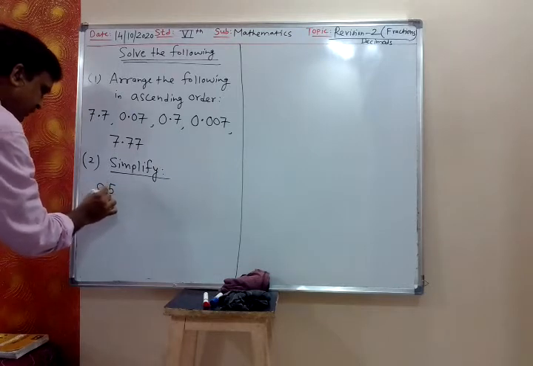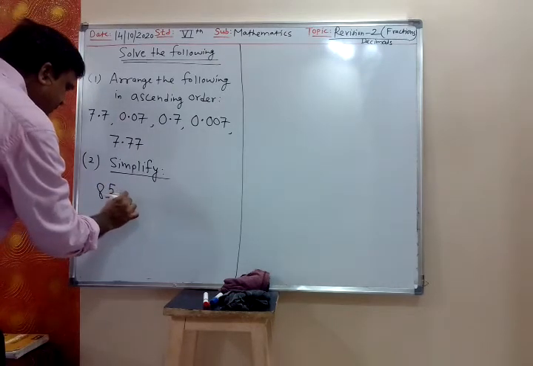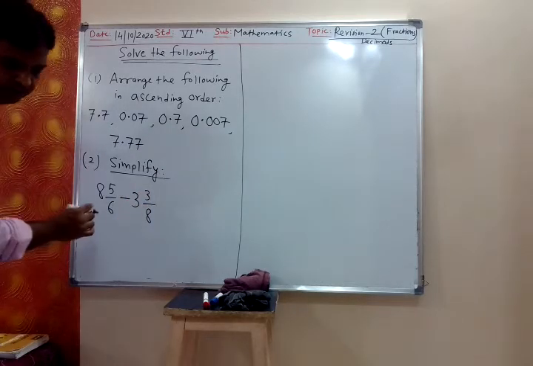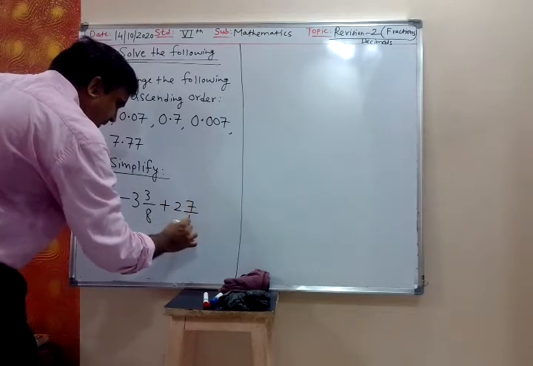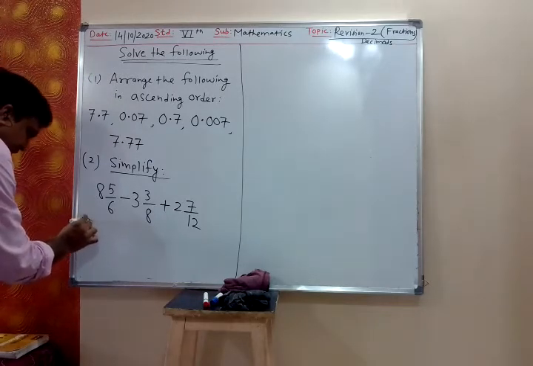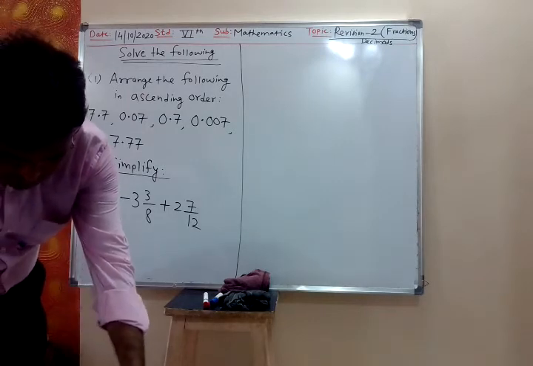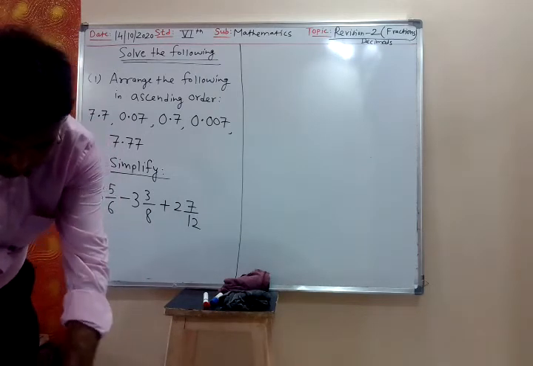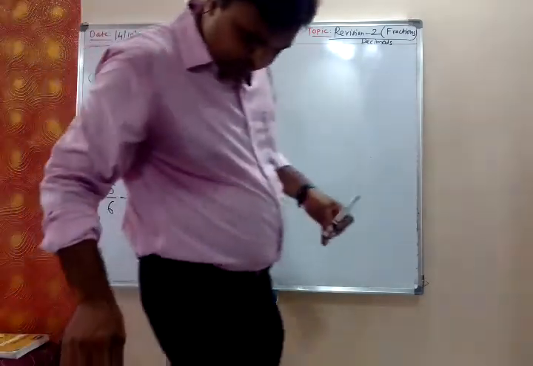8 and 5/6, this is a mixed fraction, minus 3 and 3/8 plus 2 and 7/12. This is a mixed fraction. We have to simplify. Then the third question.